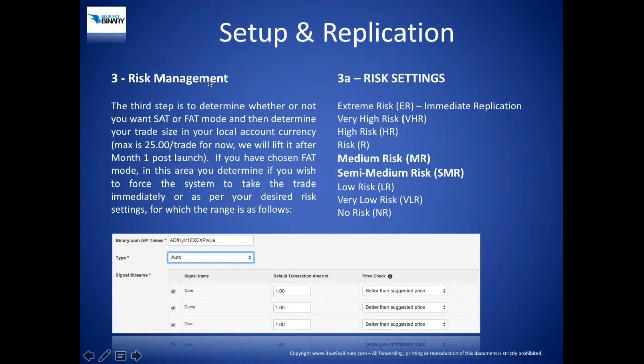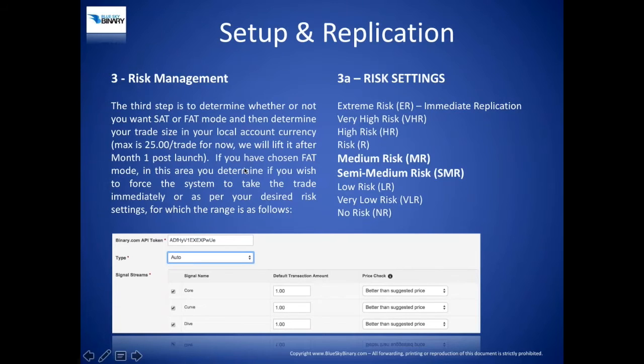And then you engage in risk management. Okay, so this is the third and final step. Let's say you are in semi-automatic mode, right? Then the risk management here will not apply in terms of the price checks and the Hawkeye engine, because that's done when you actually trade each signal. Okay, there's a trade window which comes up, and there you decide what risk settings you want.